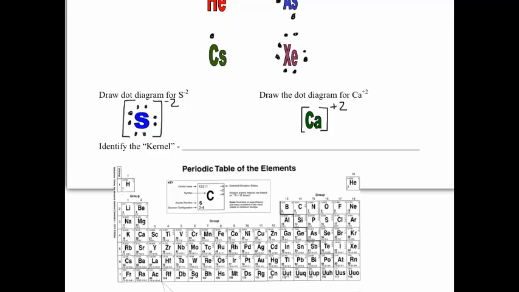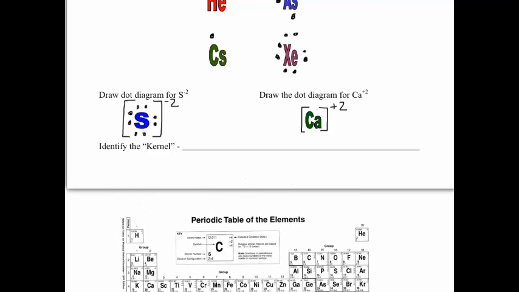The last thing we want to do on the front here is actually define the kernel. We've been using the kernel, and you don't even know what that is yet. The kernel is the symbol in the middle. And that symbol, since this whole thing needs to represent the whole atom, is representing the nucleus, so the protons and neutrons, and all of the non-valence electrons.